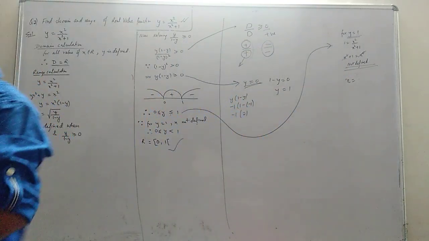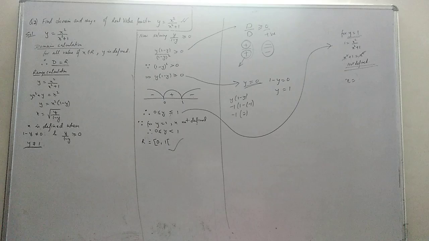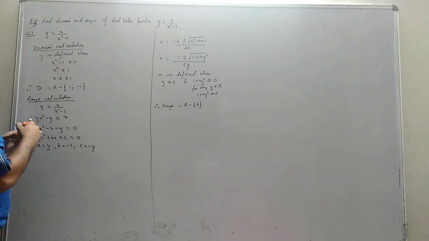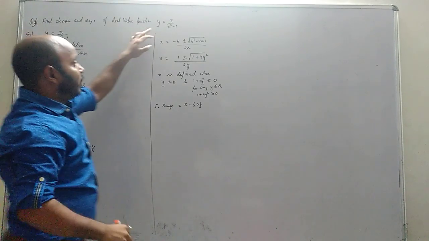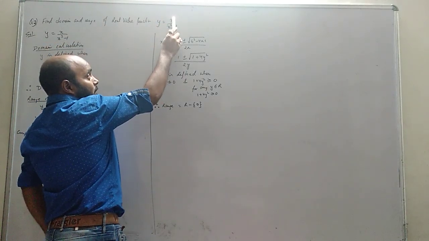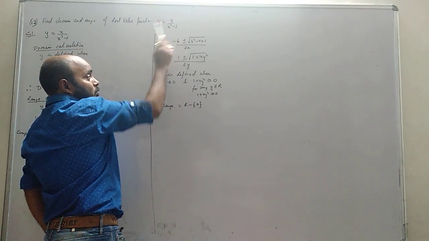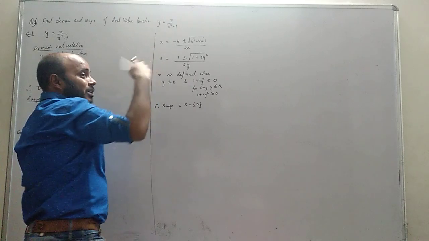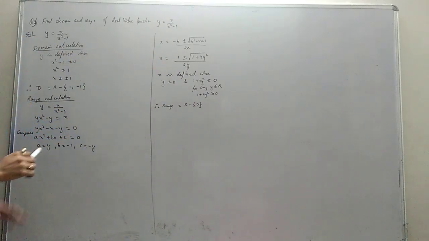Okay, now we will go to the next question, the danger one. Question number 3. Find domain and range of real value function y equals to x by x square minus 1. Now see danger. Power of x, here 1, here x square. Different types of x here. So this thing will create problem in range calculation. So let's talk about the range calculation later on after some time. First we will do domain.